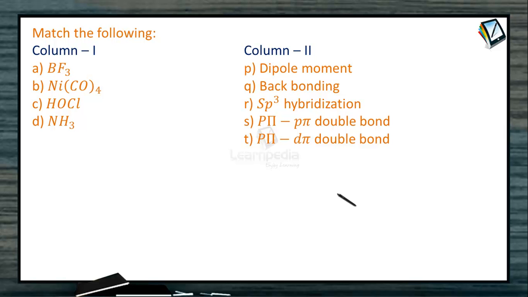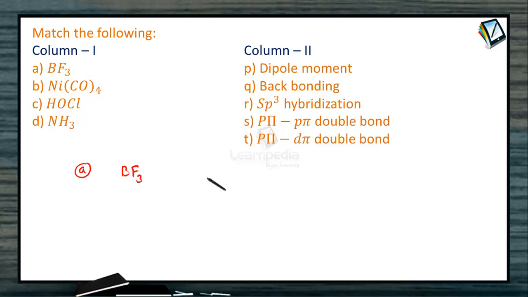Match the following. In column 1 we have the substances like BF3, nickel tetracarbonyl, hypochlorous acid and ammonia. And in column 2 we have properties like dipole moment, back bonding, the type of hybridization and p pi p pi double bond character, p pi d pi double bond character. So we need to match the substance in column 1 with the property or the type of bonding from column 2. So let us take A, BF3.